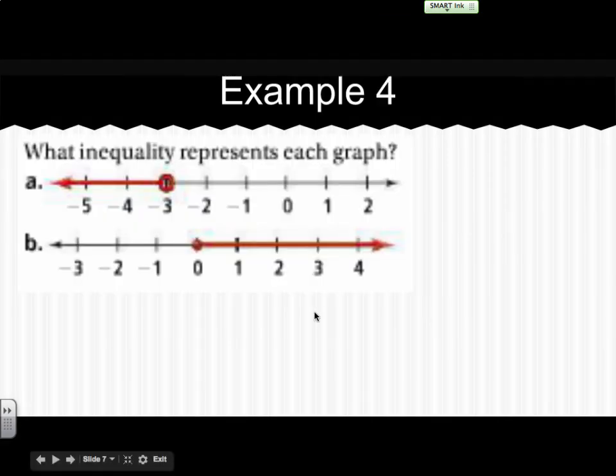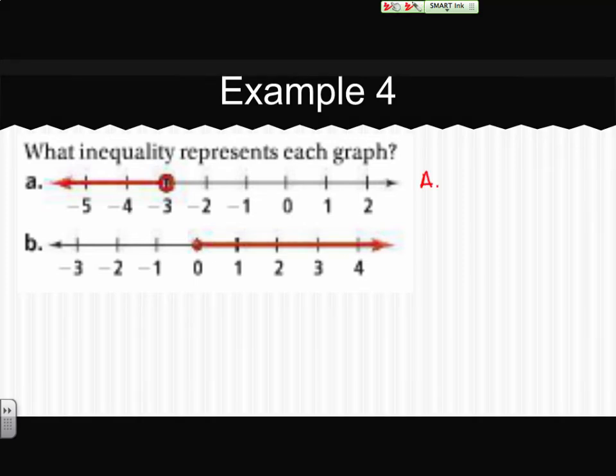Example 4, it says, what inequality represents each graph? Okay, so on this one, first we have to decide, is it open or closed? On A, it is open. So for A, I'm going to have an open circle. I have -3. Now notice it's getting smaller, so I'm not going to have the equal to because it's not shaded. It's getting smaller, so that means I have the less than, because it's all the numbers less than -3.